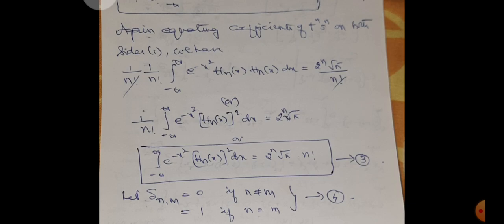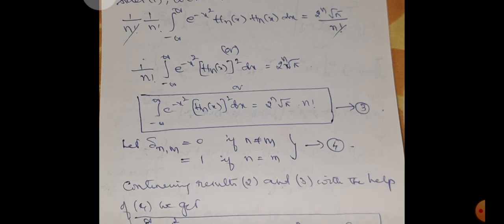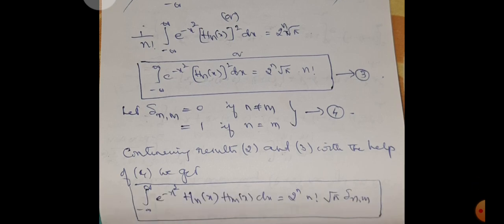So we know the delta function, delta nm equals 0 if n is not equal to m, and that becomes equal to 1 if n equals m. So combining results 2 and 3 with the help of the delta function 4, we get the integral minus infinity to plus infinity e power minus x square into Hn of x into Hm of x dx is equal to 2 power n into n factorial into root pi into delta nm.